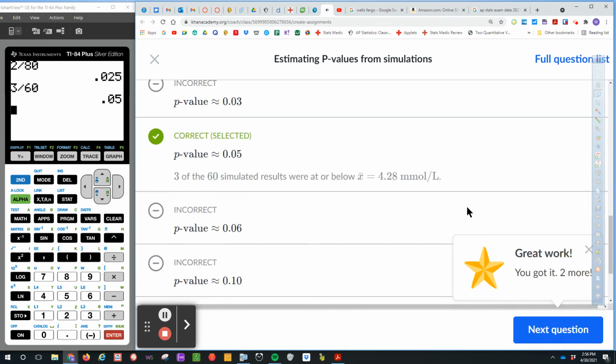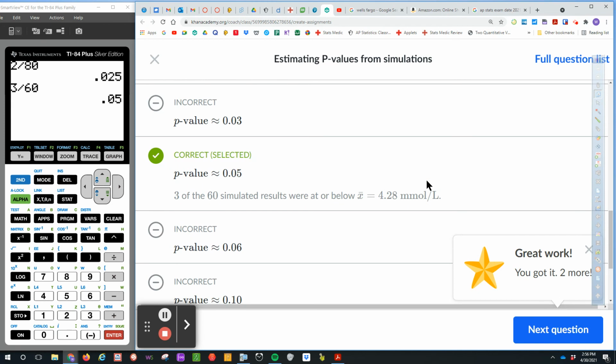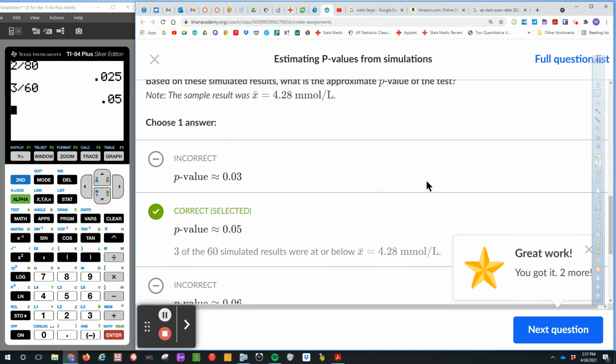Okay, so I hope this helps. 3 of the 60 simulated results were at or below x bar equals 4.28. And this is how we calculate the p-value from simulation.